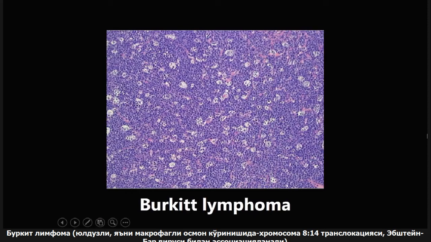The other thing that you want to know about this is the translocation, just as you do for all the other conditions. So for Burkitt lymphoma, it's a translocation of chromosome 8 and chromosome 14. One other high yield point that you want to know is that it is associated with Epstein-Barr virus. There are a couple of different conditions associated with Epstein-Barr virus, and Burkitt lymphoma is definitely one of the most important ones.